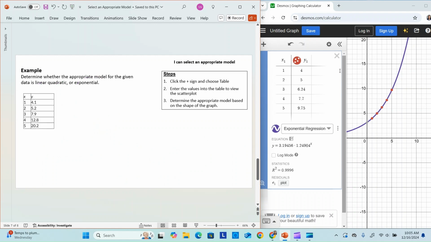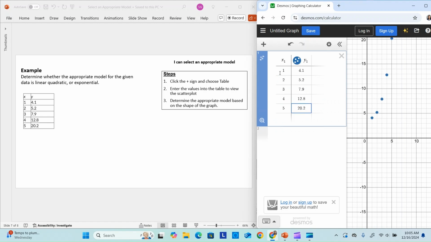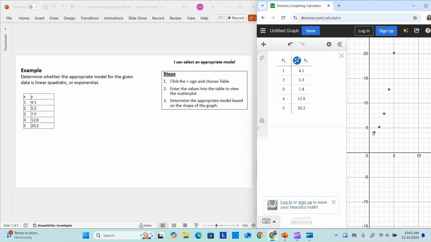Now let's try this example. So here we have another table of values. So I'm going to start off by creating this table in Desmos so I can see the scatter plot. Okay, so I don't think it's going to be linear. It actually kind of does look like a quadratic, right? It kind of looks like half a parabola. Let's go ahead and check now the values and see what's going on here with the rate of change.